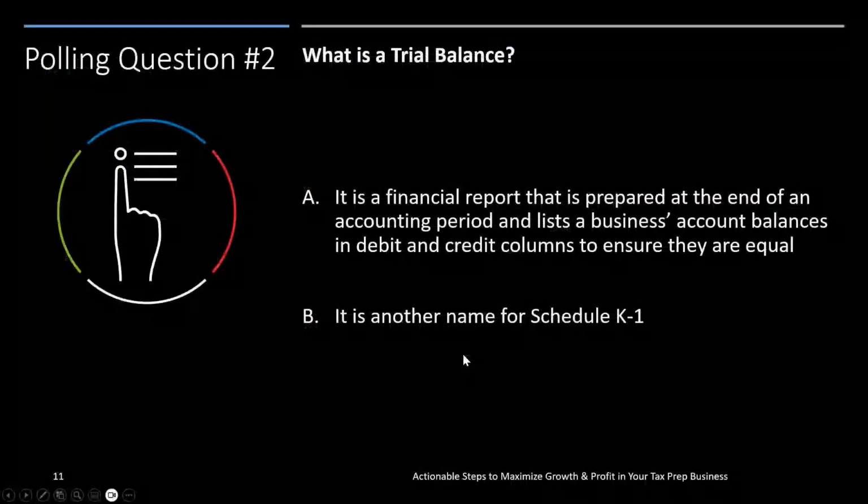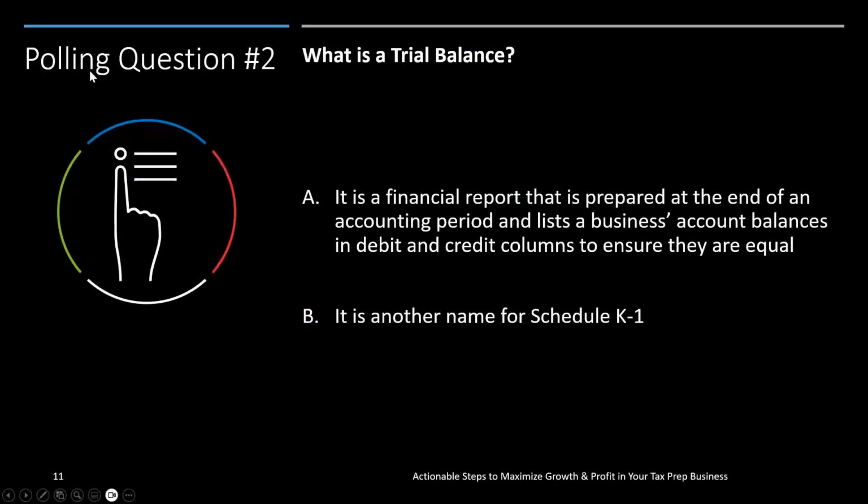Before I do that, I forgot to open up the second polling question. We're going to do this very quickly as I'm a little short on time. What is a trial balance? A, it is a financial report that is prepared at the end of the accounting period and lists the business's account balances and debits and credits. Or B, it is another name for a Schedule K1. Once again, I'm trying to keep these polling questions simple today. Let's spend maybe 30 seconds on this, and then I do want to get into the K1, as I think that's going to be more helpful to everybody. This also gives me a second to catch my breath.